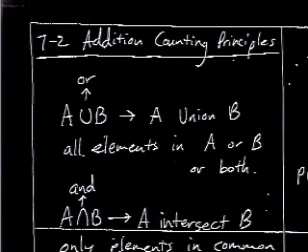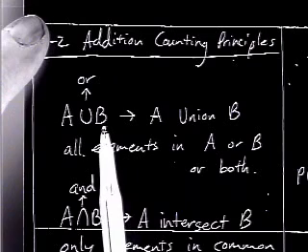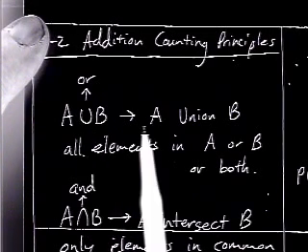Okay, section 7.2 is the addition counting principles. The first group of notation that I want you to understand is A union B. That's how we read that symbol right there. That looks like a U.